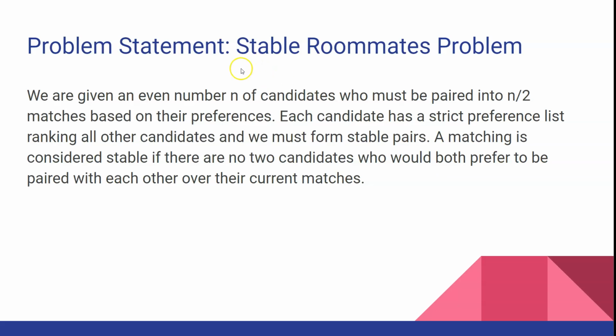So I'll be going over the stable roommates problem. The problem statement is that we're given an even number of candidates n, who must be paired into n over 2 matches based on their preferences. Each candidate has a strict preference list ranking all other candidates, and we must form stable pairs. A matching is considered stable if there are no two candidates who would both prefer to be paired with each other over their current matches.